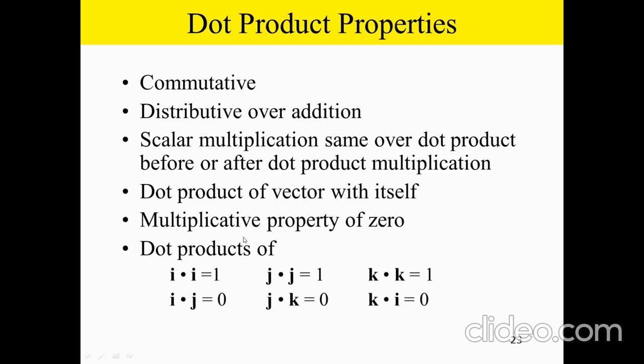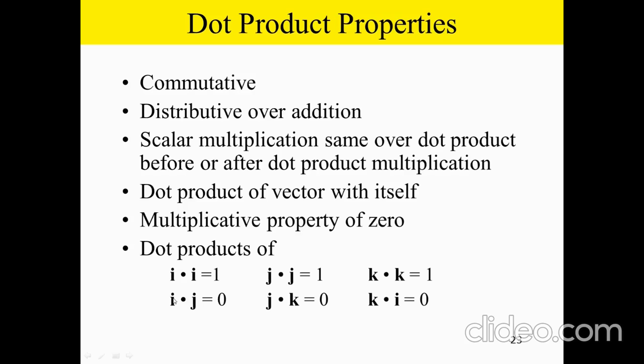There are some very common properties of the dot product: it is commutative and distributive over addition, and we can take a dot product of a vector with itself, and if you multiply it with 0, then you will get 0. And there are some notations that you should be familiar with: if you are taking a dot product of the i unit vector with i, then the value will be 1.